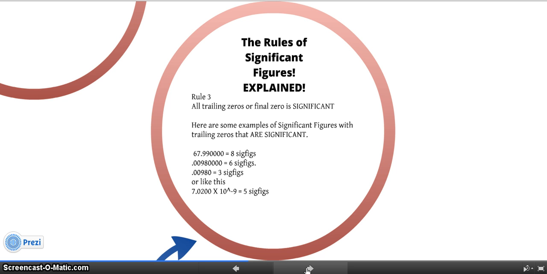Rule 3. All trailing zeros or the final zero is significant. Here are some examples of significant figures with trailing zeros that are significant.